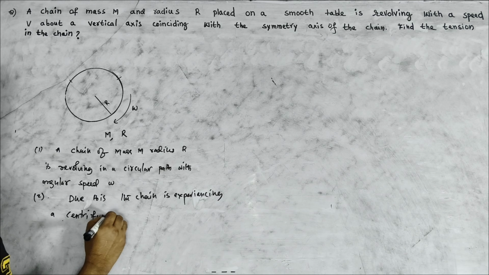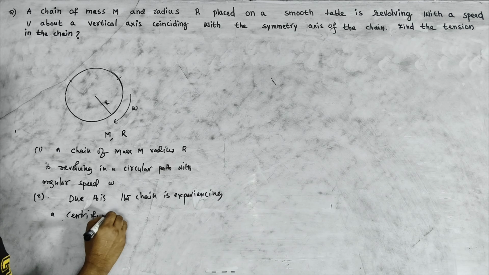As angular speed omega increases, centrifugal force increases. As centrifugal force increases, tension in the chain increases. Our target is to find out the tension in the chain. To find this, consider an elemental part of the chain which subtends an angle d theta at the center of the chain, and the mass of the elemental part is dm and its length is dl.